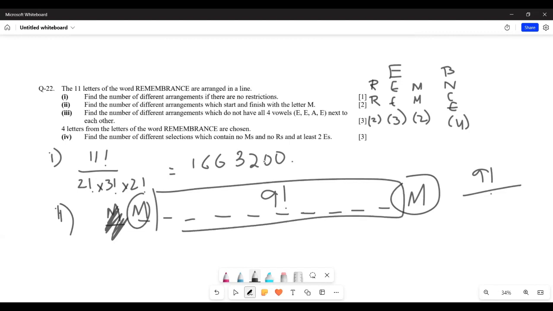So it's going to be 9 factorial upon what else is repeating. There's E thrice and there's R twice. So 9 factorial upon 3 factorial times 2 factorial, which gives 30240.